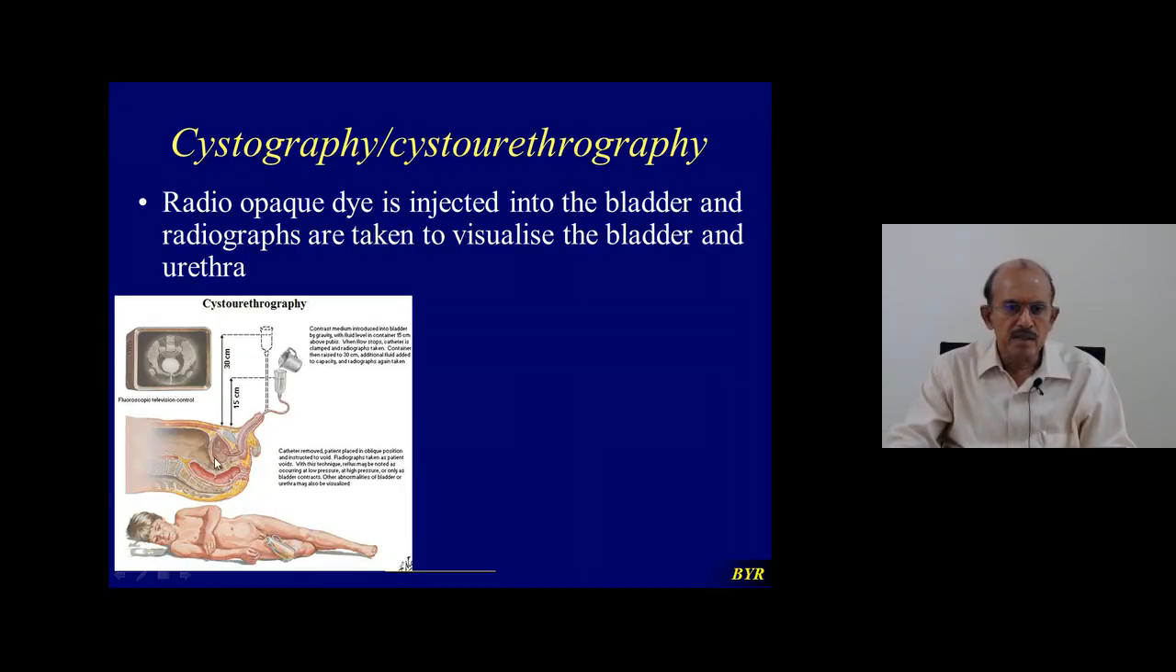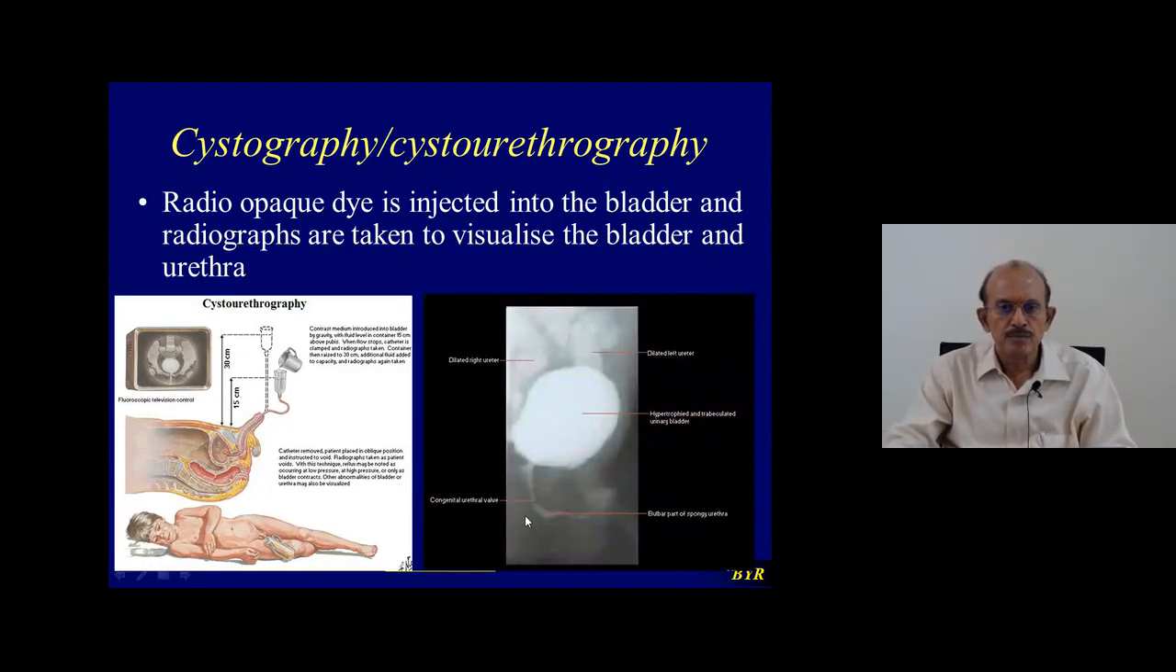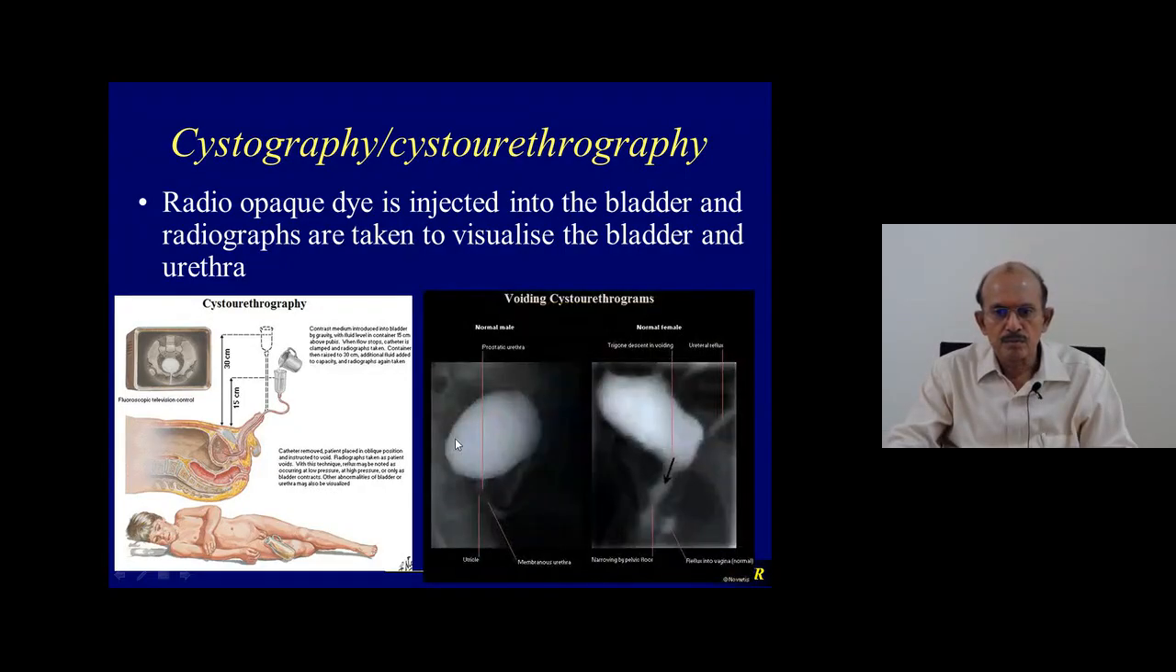And when the patient is asked to void the urine, the patient will be given a receptacle and asked to void urine. When the patient is micturating, if you take an X-ray, then it's called cystourethrography. So this is to know the pattern of voiding. This is the bladder and this is the urethra. This is called voiding cystourethrogram.